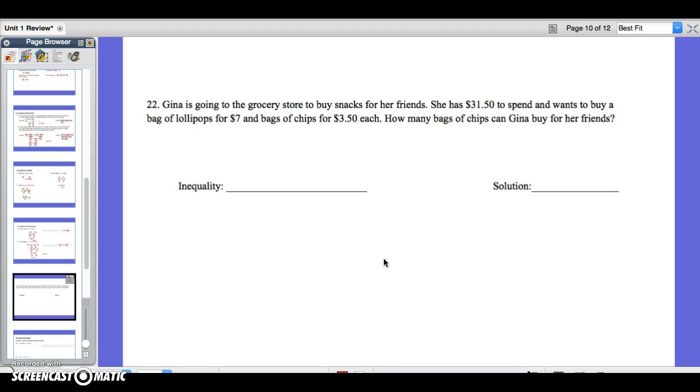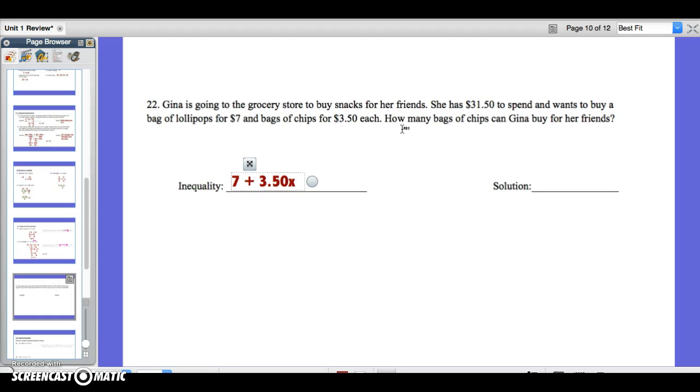So let's think about the situation. She has those bags of lollipops, and those are $7. Then she's trying to buy bags of chips, and they're each $3.50. So that "each" word indicates that there's going to be a variable there because we don't know how many bags of chips she's going to buy. So $3.50, let's say x for the bags of chips.